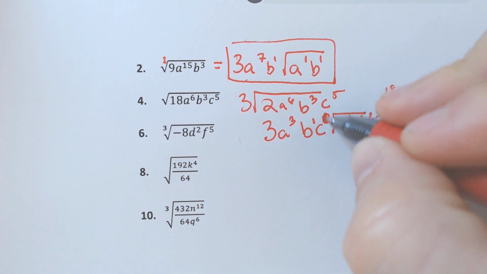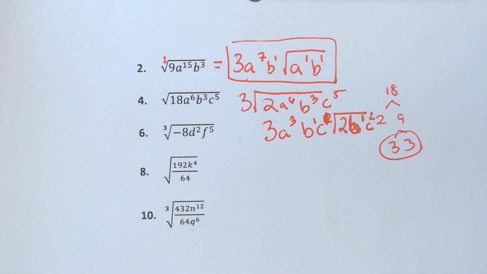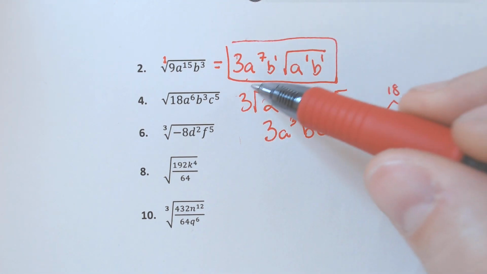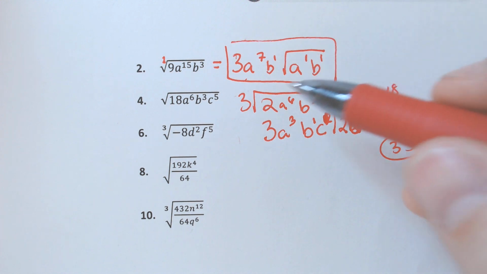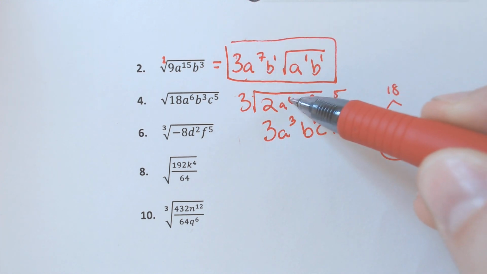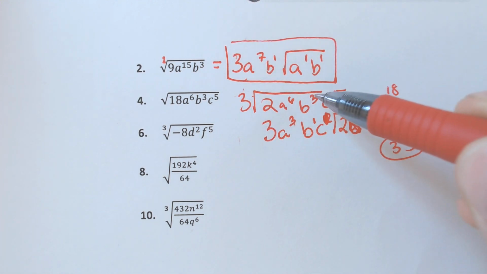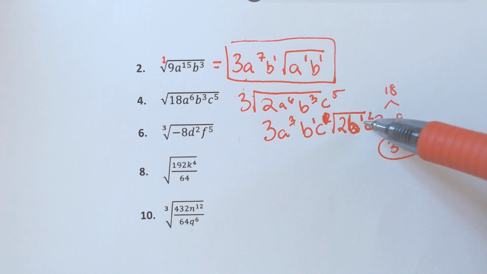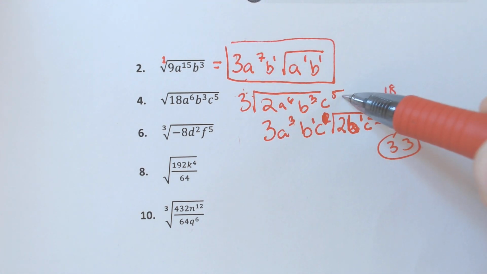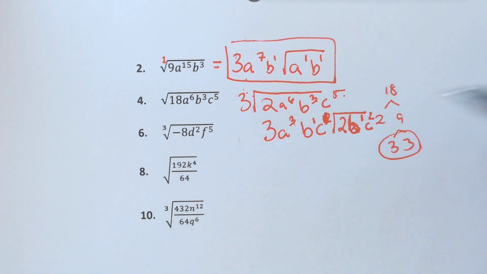See, you need to do it step by step. I tried doing that all at once and it didn't work. So I highly recommend you do it step by step, because it's a little harder if you try and do it all at once. So 2 goes into 6 3 times. 2 goes into 3 1 time, 1 left over. 2 goes into 5 2 times, 1 left over.